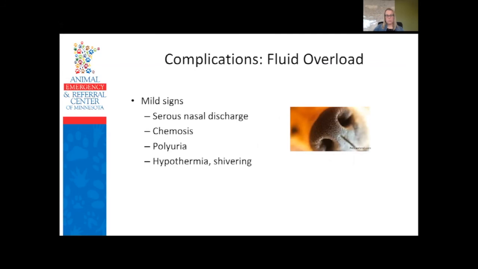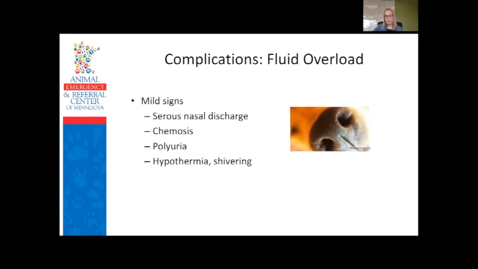We monitor these patients so closely because fluid therapy certainly isn't benign. There's definitely the possibility of complication development. And the first and probably the most common thing we can see is the development of fluid overload. So these guys can present with really mild signs to begin with. It may be something as simple as serous nasal discharge. You might see a little bit of chemosis. Your nurses may say this dog needs to go out every single hour or he's flooding his cage. So polyuria may be a trigger to say, maybe I'm giving him more fluids than he needs right now.